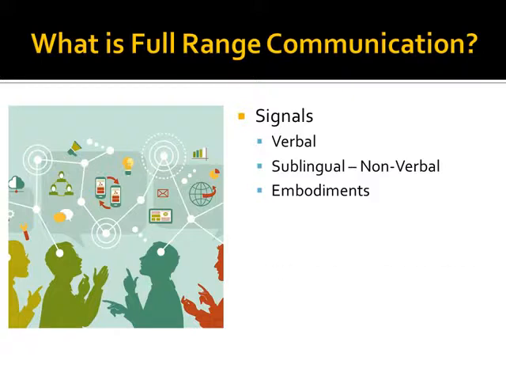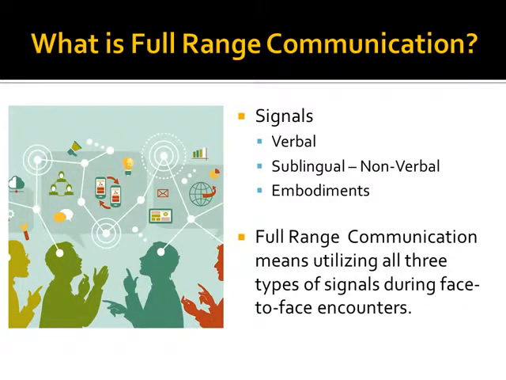Full-range communication is an intense form of exchange that involves all three types of signals. It involves observation and empathic listening as well. But first, let's look at each individual signal that's at our disposal.